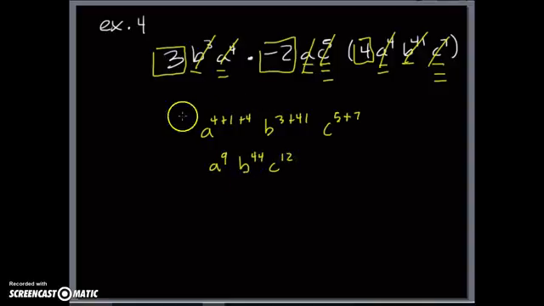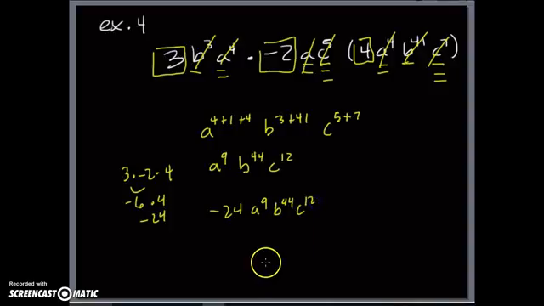And then our constants here, we've got 3 times negative 2 times 4. 3 times negative 2 is a negative 6. Times a 4 is a negative 24. So our final answer is negative 24, a to the 9th, b to the 44th, c to the 12th. Last example for today.